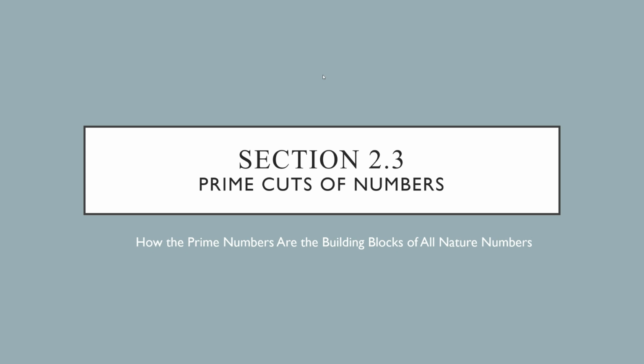Hi class, in this video we want to look at section 2.3 from the textbook, titled Prime Factors of Numbers. It's going to introduce how prime numbers are the building blocks of all the natural numbers. Just so we're clear, what are the natural numbers? They're the numbers 0, 1, 2, 3, 4, and going on to infinity. Think of them as the counting numbers plus 0.